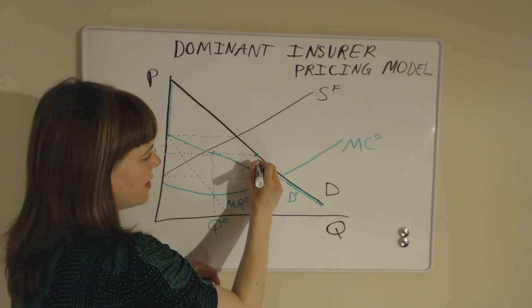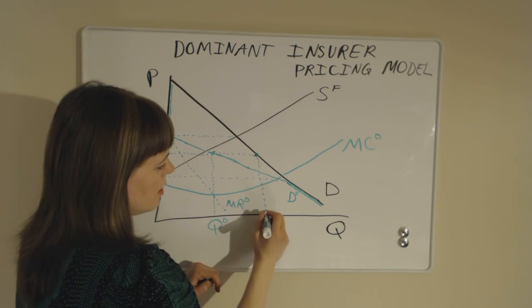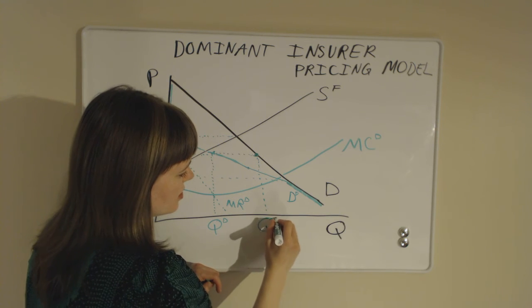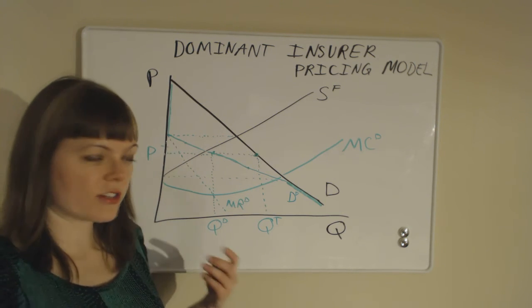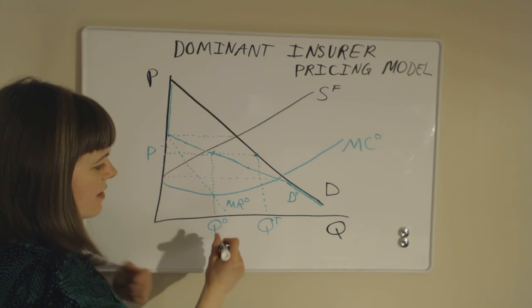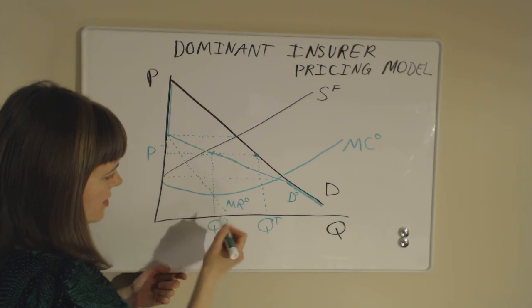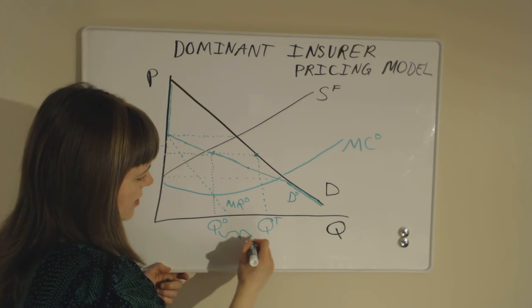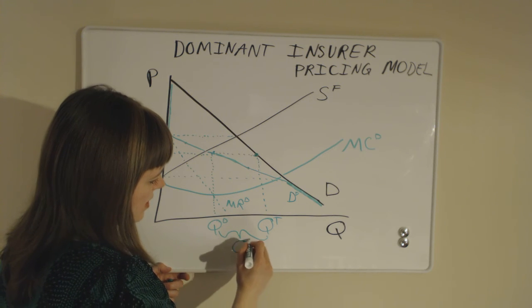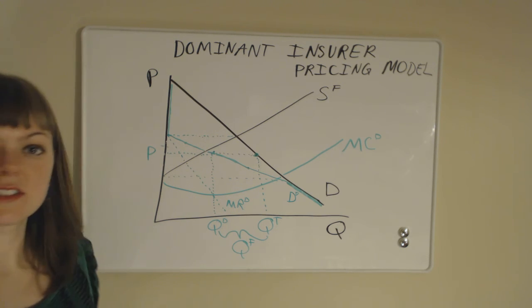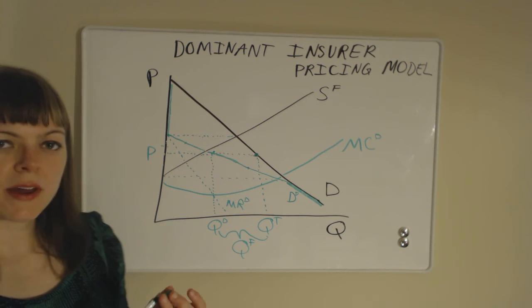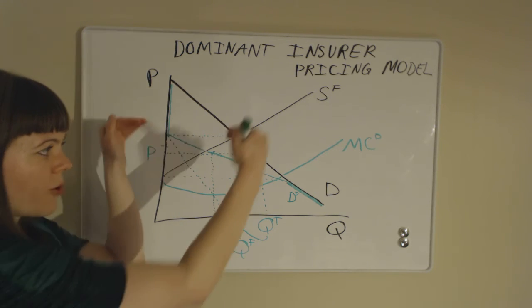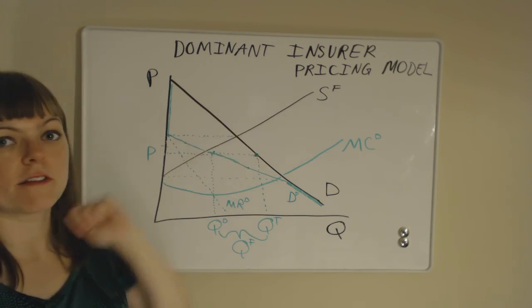And that's going to be the total market quantity, so quantity total in the market. And of course, how much is produced by the competitive fringe? That's going to be the difference between the two. Quantity by the fringe. And so what this model gives us is a lower price than we would get with the competitive fringe only.